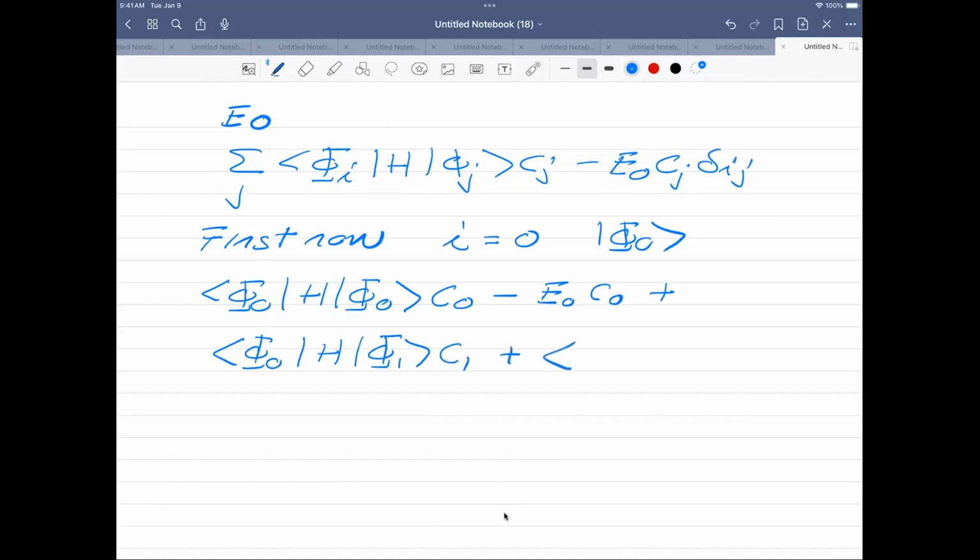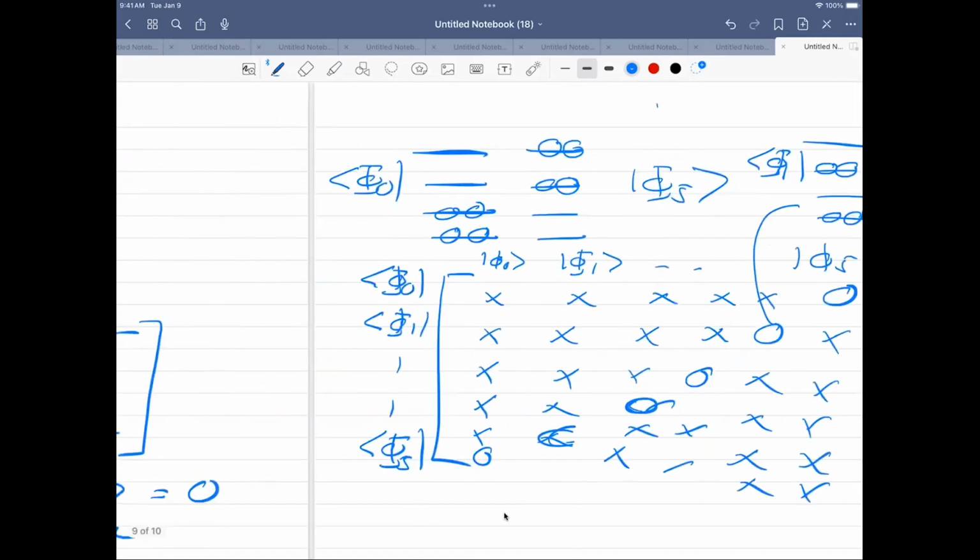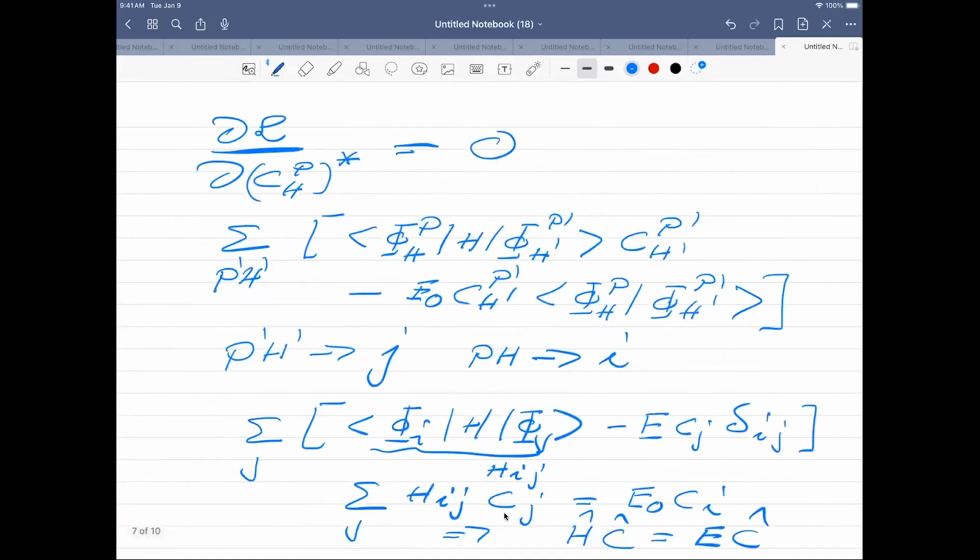So for all the other ones, the E0 term disappears because the basis is orthogonal. So I get a phi 0, and then H of phi 2 here, and then I have a C2, and this continues all the way up to phi 0 of H of phi 5 multiplied with C5. So that would be the first row. When I now go back here and I look at my expressions which I put up here, my H times C equal to E times C.